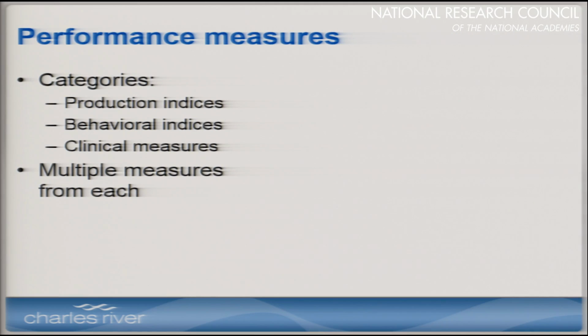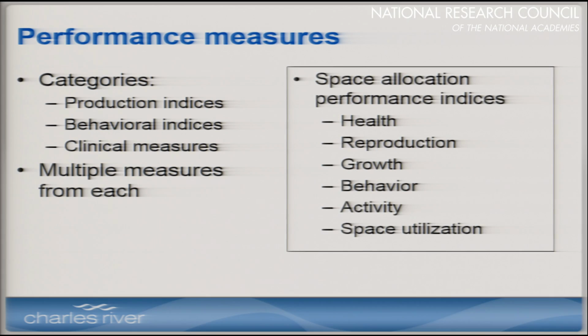So again, our performance measures fell into these categories: production indices, behavioral indices, and clinical measures. And we thought it was important to select multiple parameters or measures from each of these categories. And again, the guide recommended this list of considerations, which happen to span those categories to the left.